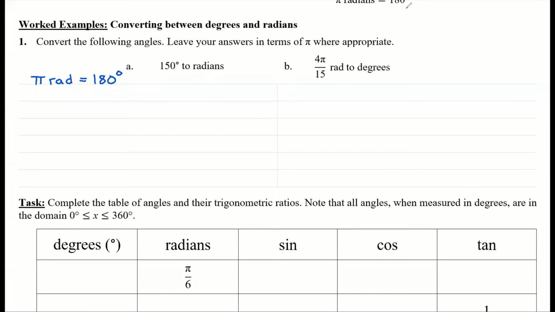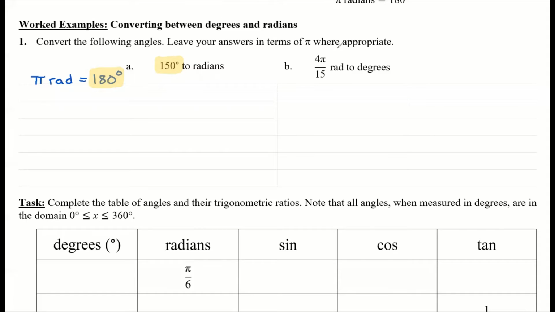Okay, in our first example, we have to convert 150 degrees to radians. So that's 1a, 150 degrees into radians. Now, if I'm converting from degrees to radians, wouldn't it be great to figure out what 1 degree is? If we figure out what 1 degree is equal to in radians, then as a unitary method, we can find out what any angle in degrees is in radians. So we'll focus on that.